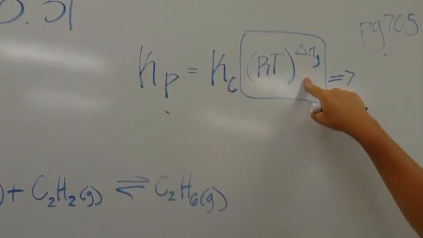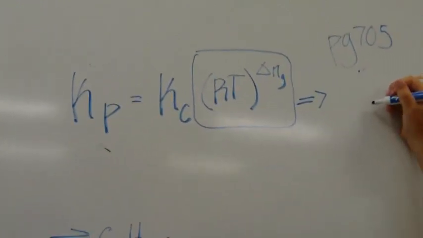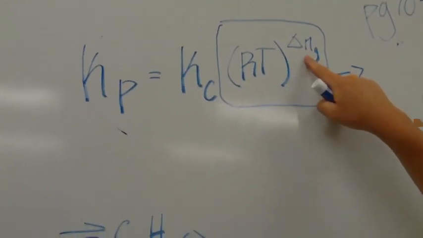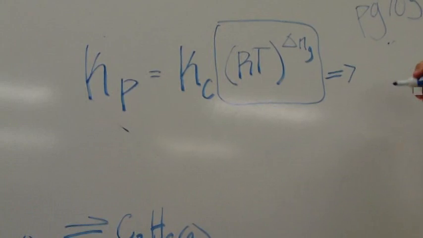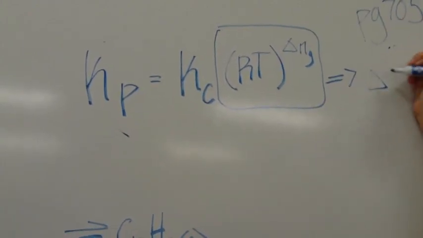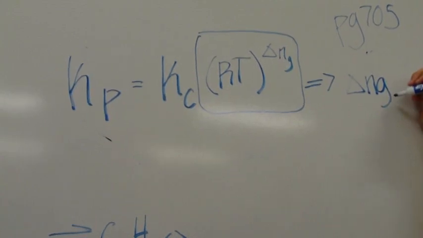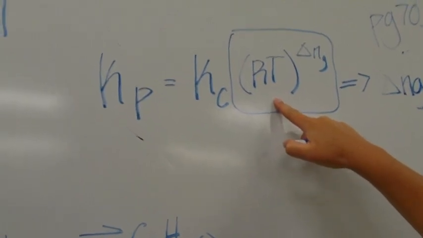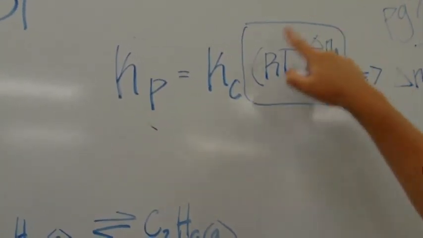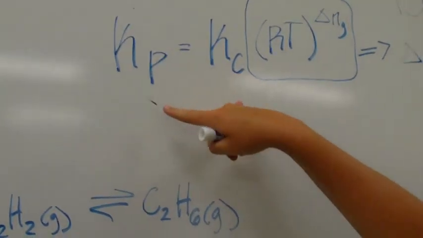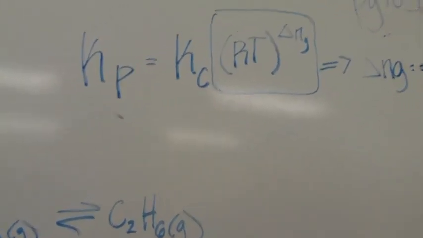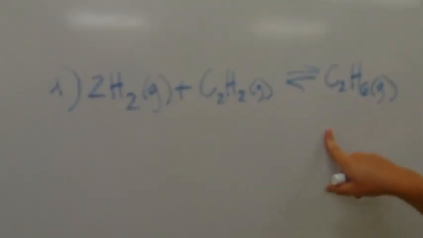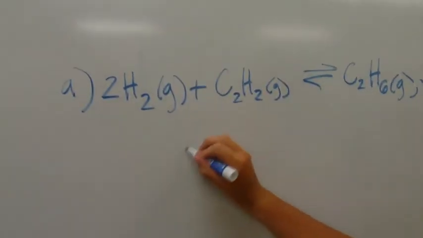And the way that's going to happen is if delta n, which stands for the change in moles of gas, equals 0. So in order for that to happen, the change in number of moles of gas has to equal 0, because anything raised to a power of 0 is going to equal 1. And so this will equal 1, and we'll be left with Kp equals Kc. So I'll just walk you through example 1 that they give us, and this right here, the change in moles of gas.